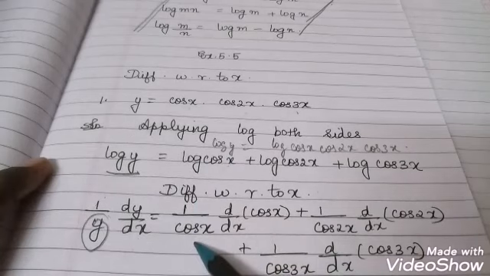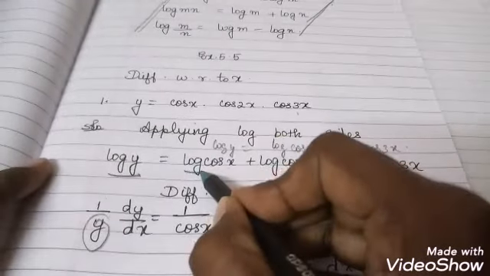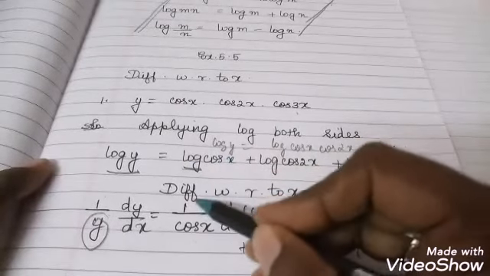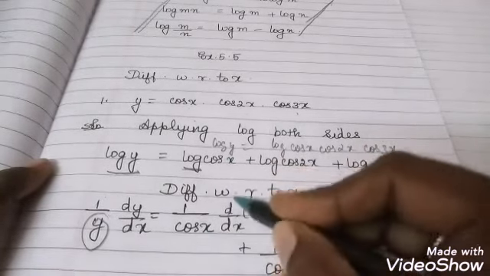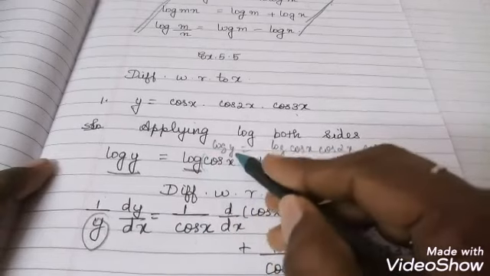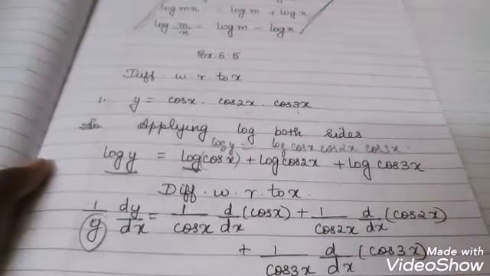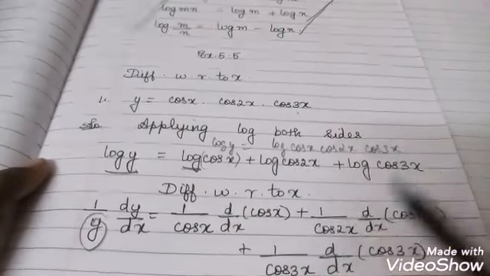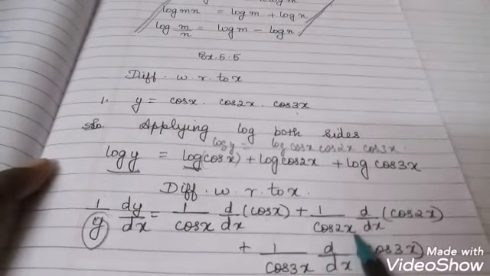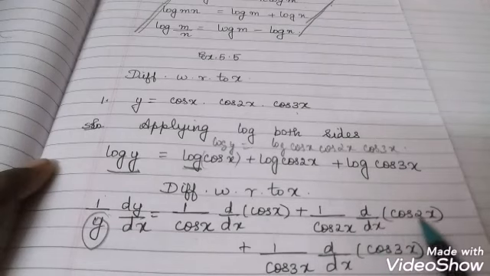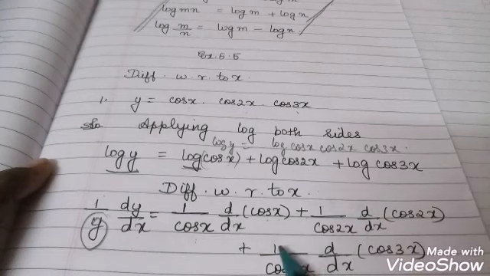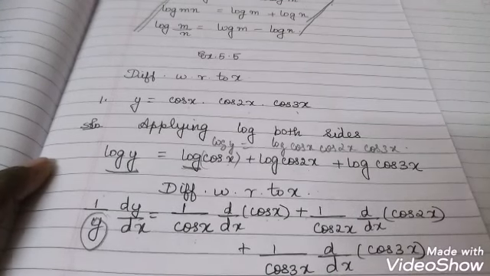It's 1 by cos x. Okay, so differentiate log. Again I'll be applying chain rule here. So differentiation of log is nothing but 1 by cos x into d by dx of whatever is within. That's nothing but d by dx of cos x plus, what is differentiation of log cos 2x? Again the same way, 1 by cos 2x into d by dx of cos 2x plus log, differentiation of this one, what will I get? 1 by cos 3x into d by dx of cos 3x.